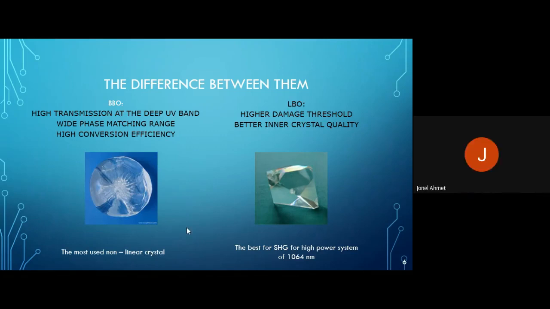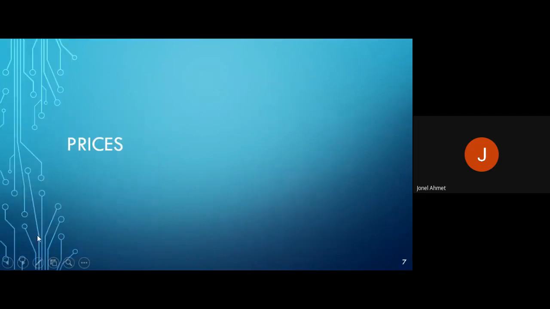This one is the LBO crystal. This is how it looks unprocessed, and it has a higher damage threshold and better inner crystal quality. This crystal is the best for the SHG process, or second harmonic generation process, for high power systems at 1064 nanometers, which is the wavelength of an infrared wave.